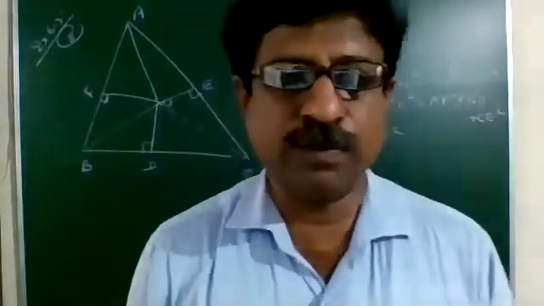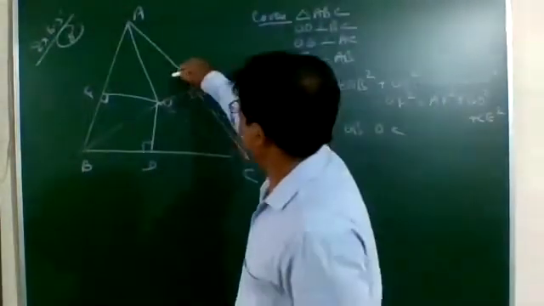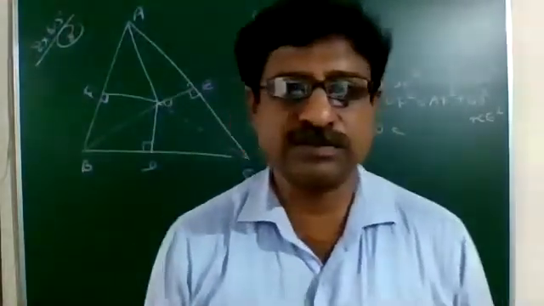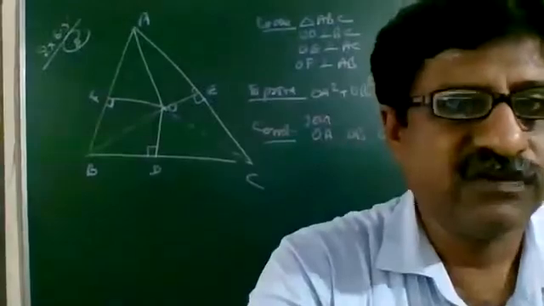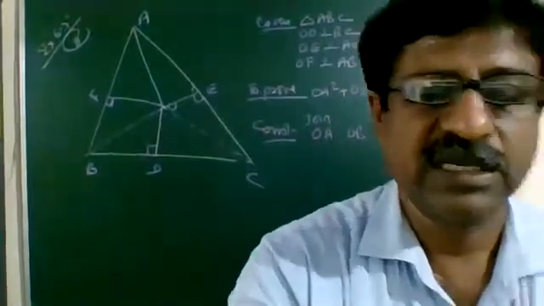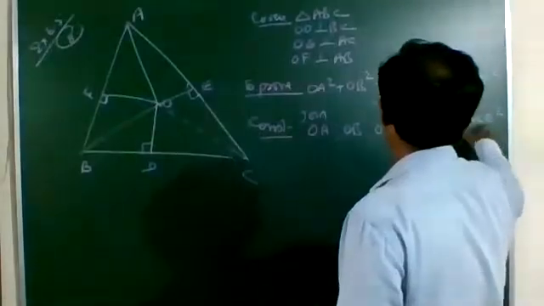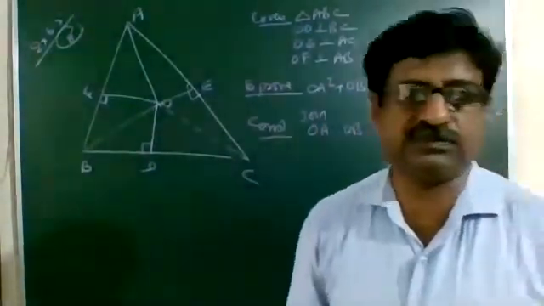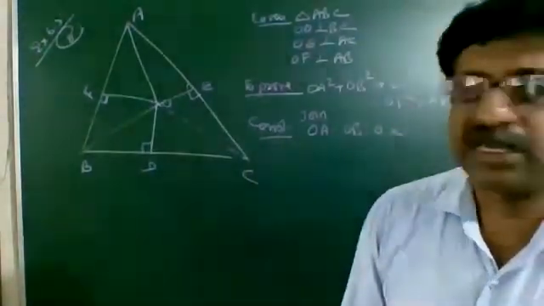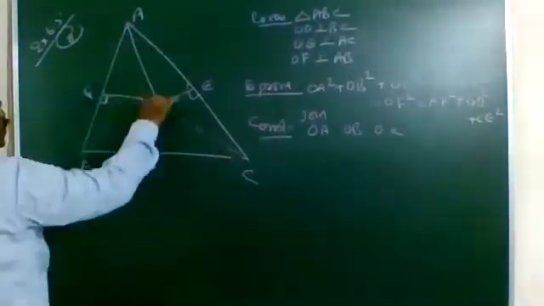After joining OA, OB and OC, we are getting different right triangles. This is one right triangle, this is second, third, fourth, fifth, sixth. We got 6 right triangles. In these 6 right triangles, we will use Pythagoras theorem and try to get the required result. Our aim is to get AF square plus BD square plus CE square equal to all these. We start from the right hand side. We try to find out AF square. Now AF is coming in which triangle? AF is coming in triangle OAF.